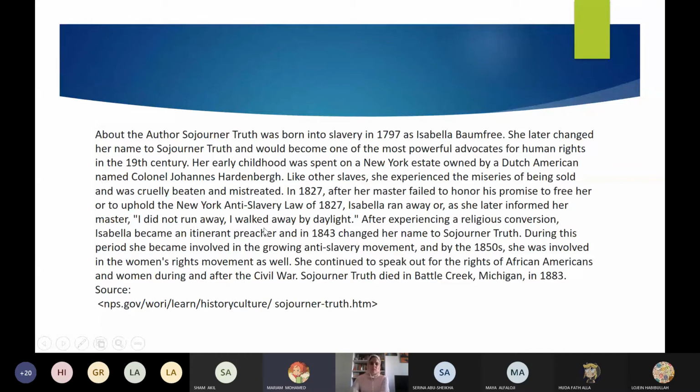Continue, Mariam. Yes, Isabella ran away, or as she later informed her master, I did not run away, I walked away by daylight. After experiencing a religious conversion, Isabella became an itinerant preacher and in 1843 changed her name to Sojourner Truth. During this period, she became involved in the growing anti-slavery movement, and by the 1850s, she was involved in the women's rights movement as well. She continued to speak out for the rights of African Americans and women during and after the Civil War. Sojourner Truth died in Battle Creek, Michigan, in 1883.